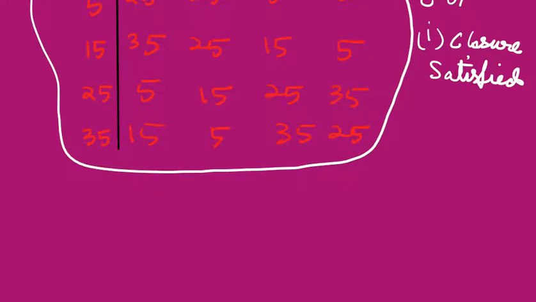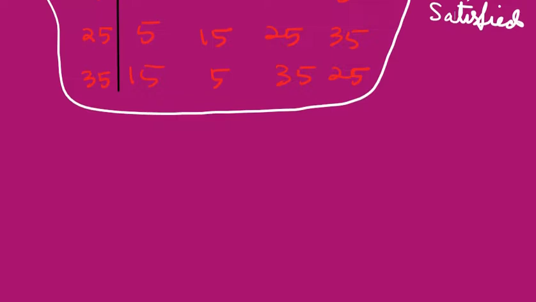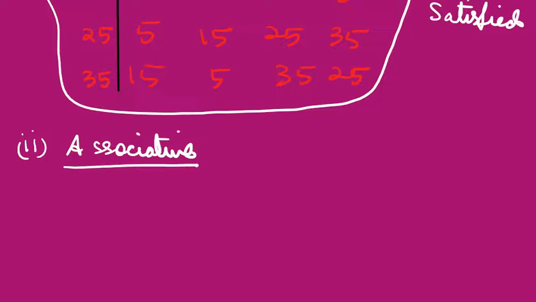Let's check associativity. Let's take three numbers and check associativity. Let's take 5, 15 and 25. I'm telling you it is associative, but anyways, let's just check it. So, part 2 will be associativity. Let A is equal to 5, B is equal to 15, and C is equal to 25.